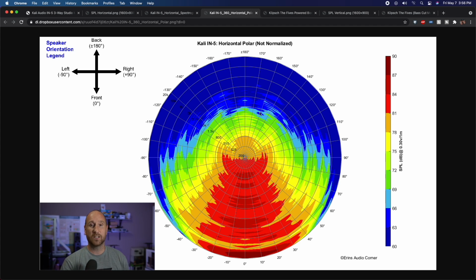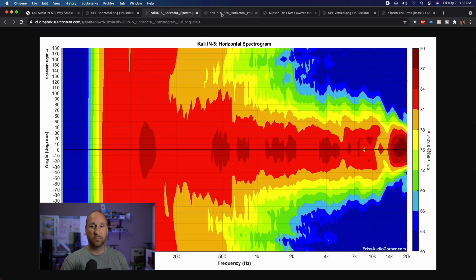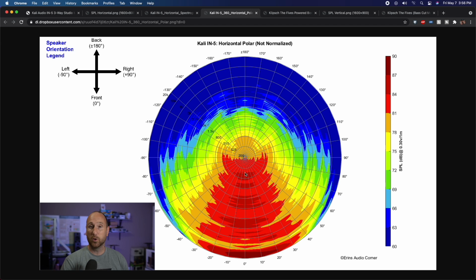Again, this is the same thing that I showed you in this graphic. I just think this is a better way to look at it, and like I said, much more intuitive to me. With this graphic, you can picture the speaker being right in the center and then picture its radiation pattern from low frequency to high frequency.